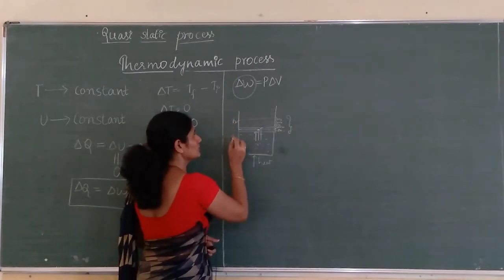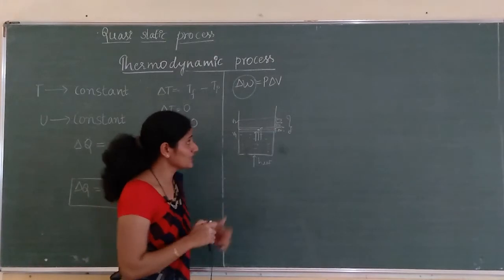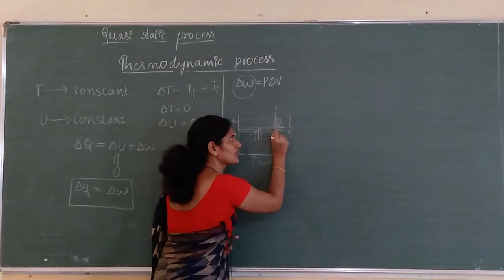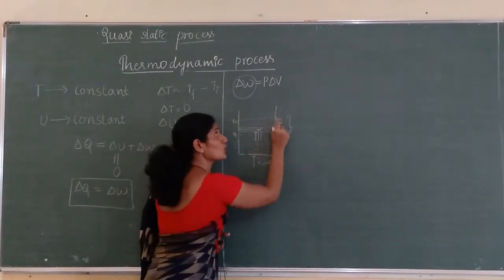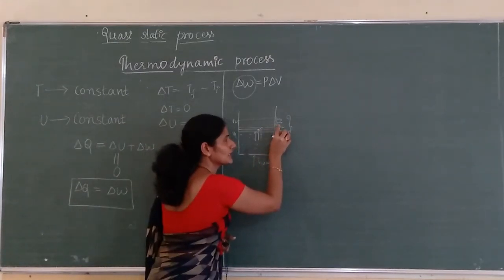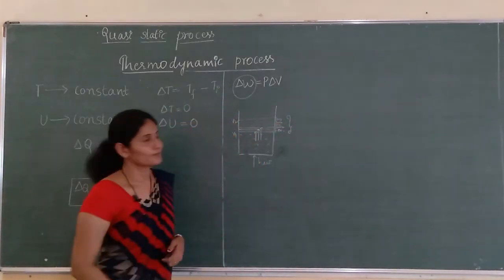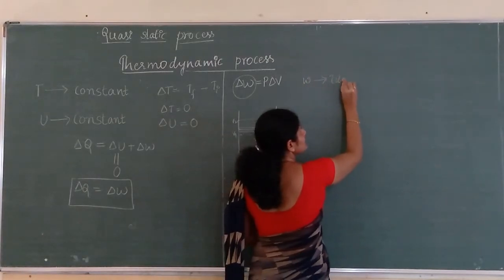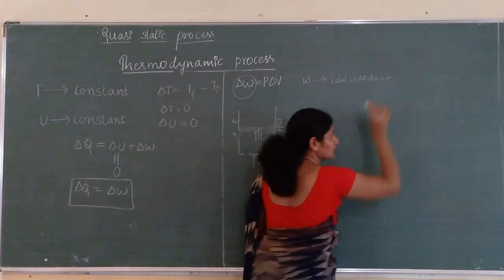This is the final volume and this is the initial volume. What is W? Delta W means it is a small work done in moving the piston from here to here. This is delta W, this is delta W. W means this is the total work done. If we add delta W1, delta W2, delta W3, 4 and 5, we get the W. W means the total work done. It is the total work done in moving the piston from V1 to V2.